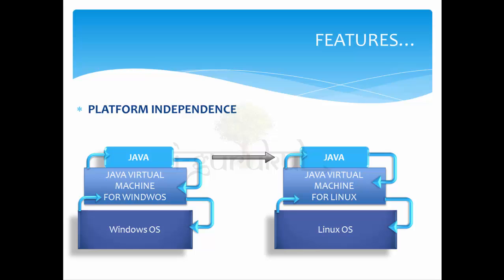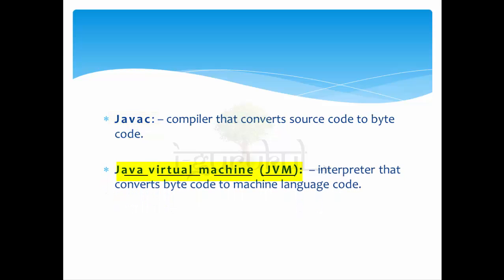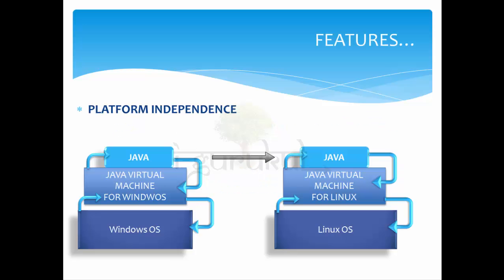So there are two more important points about the Java virtual machine. The first one is javac, that is our Java compiler, which converts source code to bytecode. Another point is the Java virtual machine. As we have seen in our previous slide, the Java virtual machine is an interpreter that converts bytecode to machine language code, and bytecode is generally represented in hexadecimal format. So the whole scenario about platform independence is that after compilation, the interpreter reads the generated bytecode and translates it according to the host machine, that is your operating system. And bytecode is interpreted by the Java virtual machine.